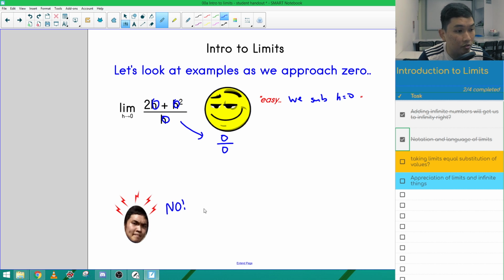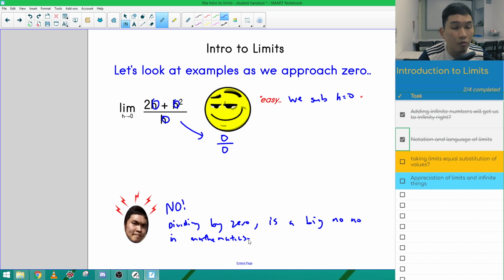We don't substitute h equals 0 because we end up with a division by 0. Dividing by 0 is a big no-no in mathematics. I might have run through this with you before, why dividing by 0 gives us a non-answer. It's undefined. In fact, you can also use limits to reach the conclusion why it's undefined. But for now, just know that you should never divide by 0.